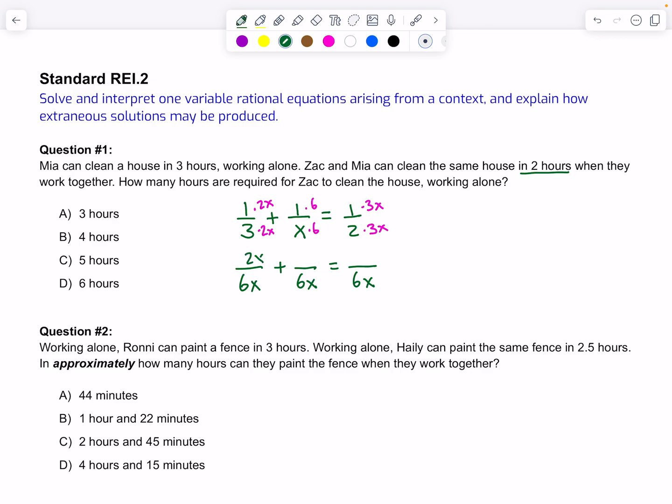So I have 2x plus 6 in the numerator equals 3x. But now we can cancel out the denominator of 6x and just solve the numerator. So that leaves me with 2x plus 6 equals 3x. Then I'm just going to subtract the 2x from both sides, and I get 6 is equal to x. And x was Zach's time, so that's what we were looking for, which is D.